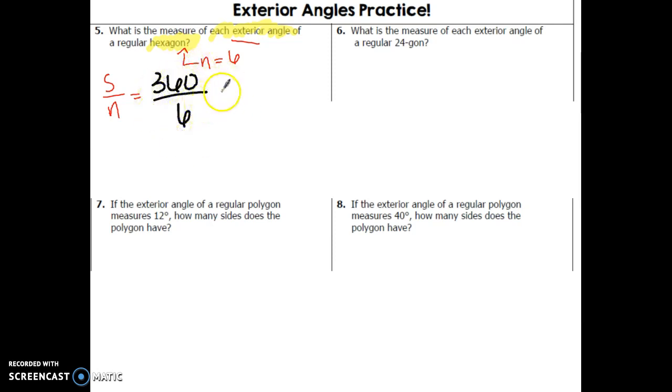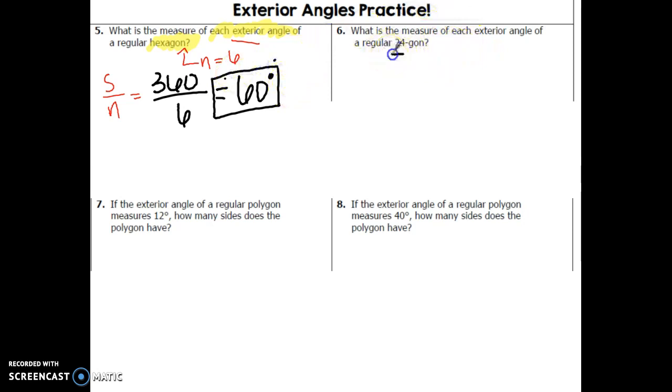That's all you have to do. Do not waste your time and do something else that's only for interior angles. Please be real careful and see what they have asked you to do. So in this case, it'll be 60 degrees.